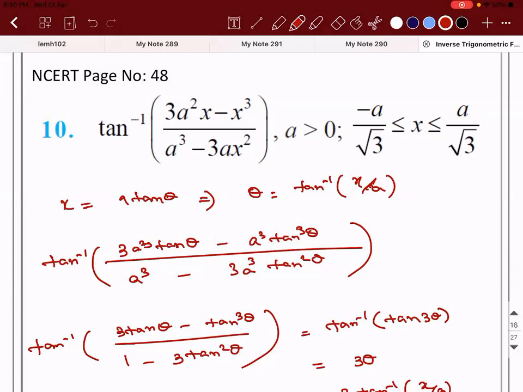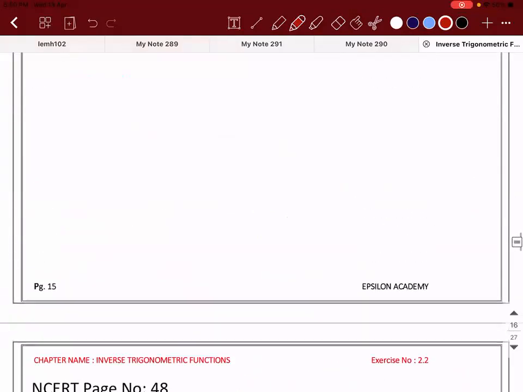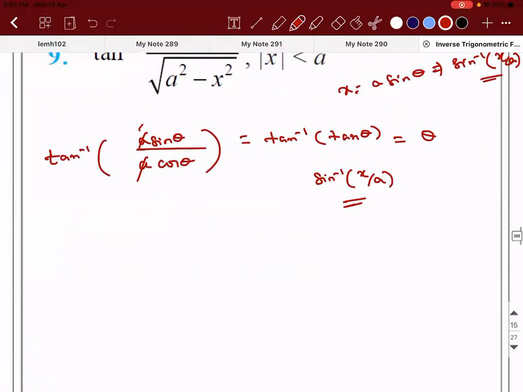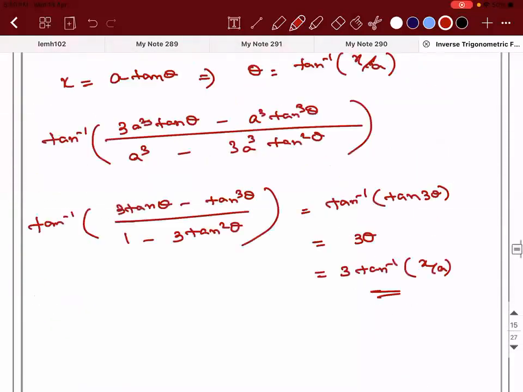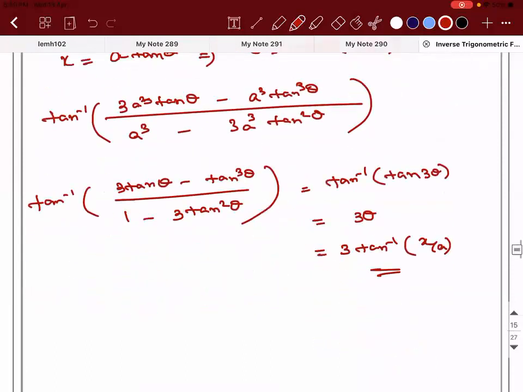Sir, why did we choose x as a tan theta? Because it is looking like the format of tan 3 theta. I choose a tan theta because if I put a tan theta, then the power of a will become the same in all the terms, and I want to get rid of a. That is the logic. If you see in the previous problem also, a and a got cancelled. Whenever that constant comes, a will get cancelled. Clear, guys? The 10th is clear, no?